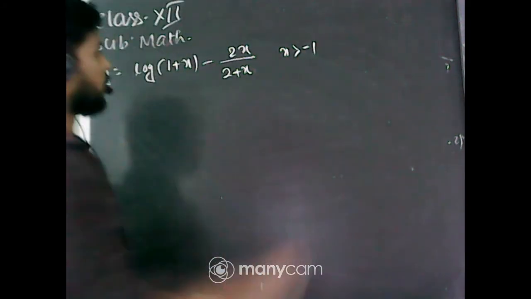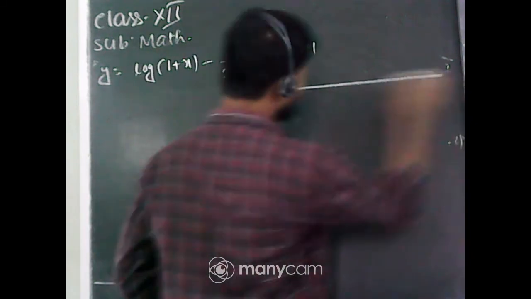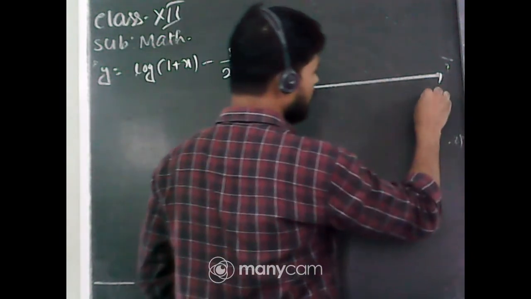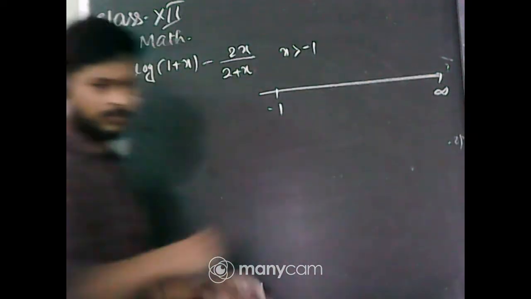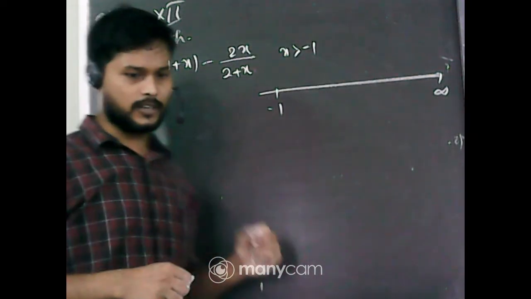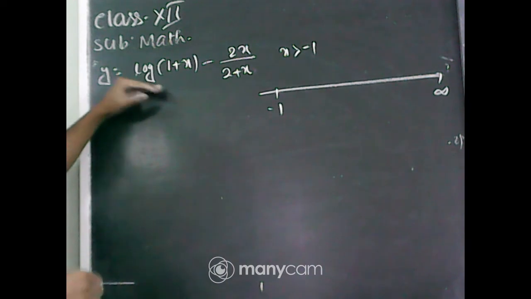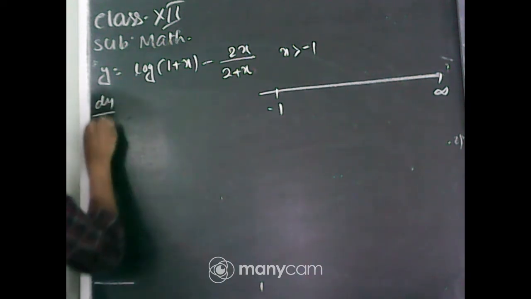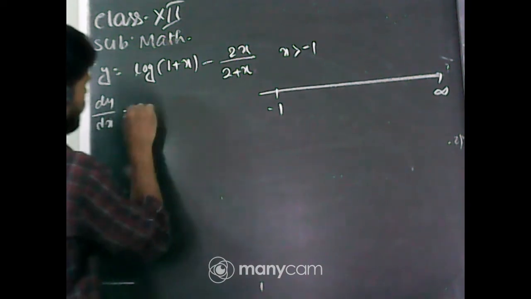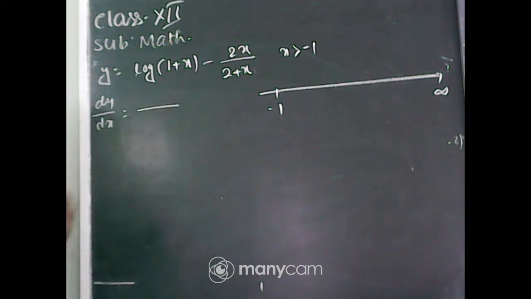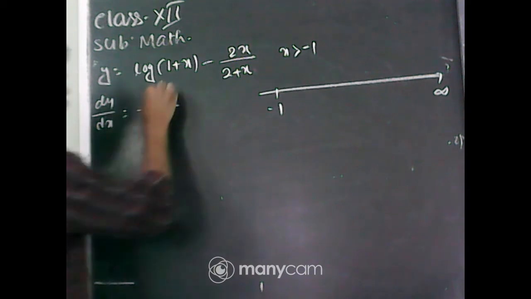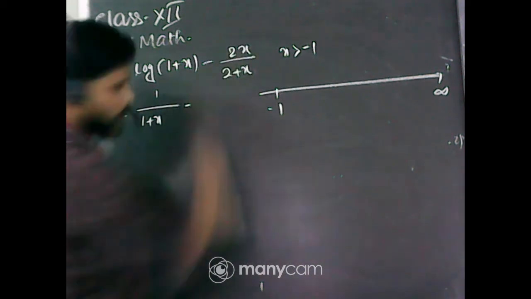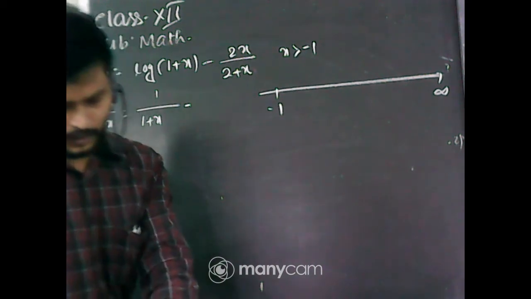Okay, x greater than minus 1. So this is our minus 1. So the domain is minus 1 to plus infinity. Okay, so now first differentiate this with respect to x. So dy dx will be, now differentiation of log of 1 plus x, that will be 1 by 1 plus x, minus the derivative of this term 2x by 2 plus x.